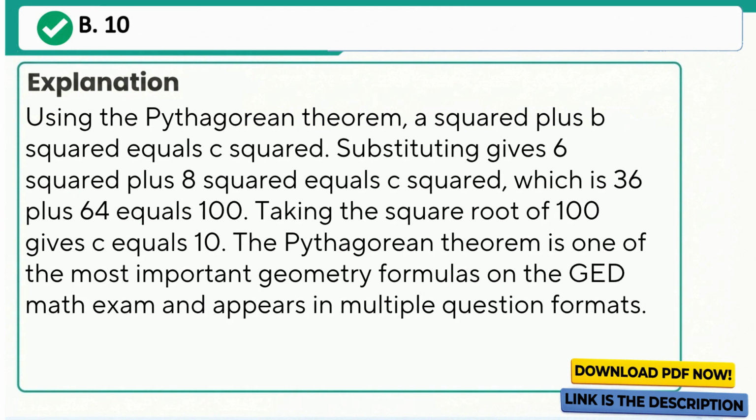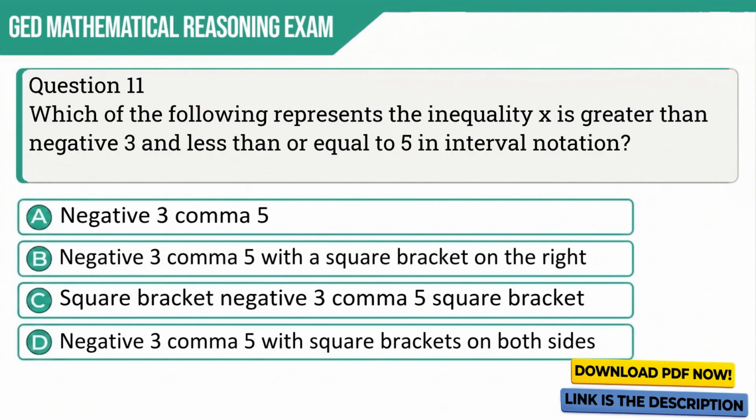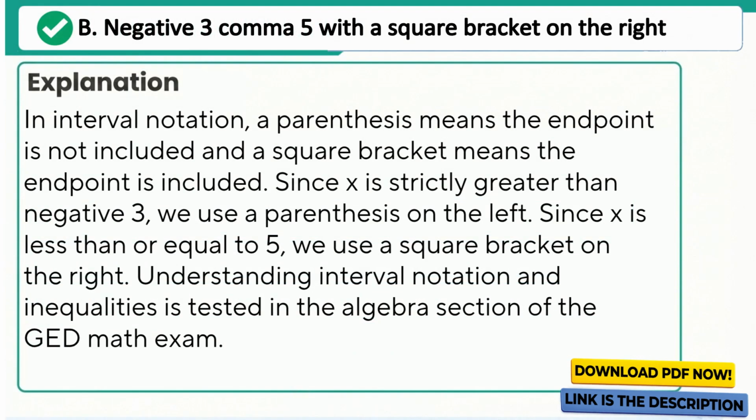Question 11. Which of the following represents the inequality x is greater than -3 and less than or equal to 5 in interval notation? A. (-3, 5). B. (-3, 5], with a square bracket on the right. C. [-3, 5]. D. [-3, 5), with square brackets on both sides. Correct answer, B. (-3, 5], with a square bracket on the right.